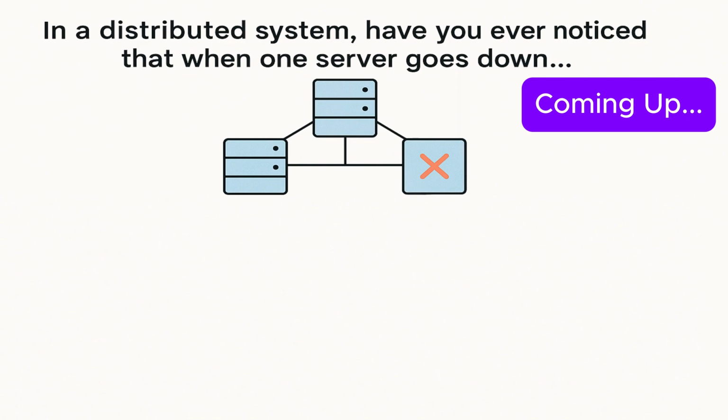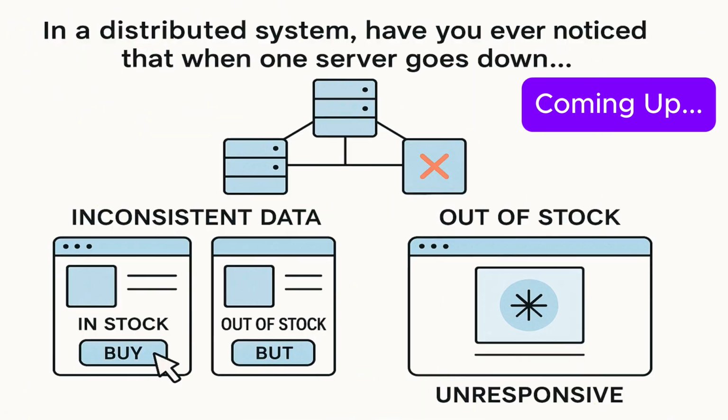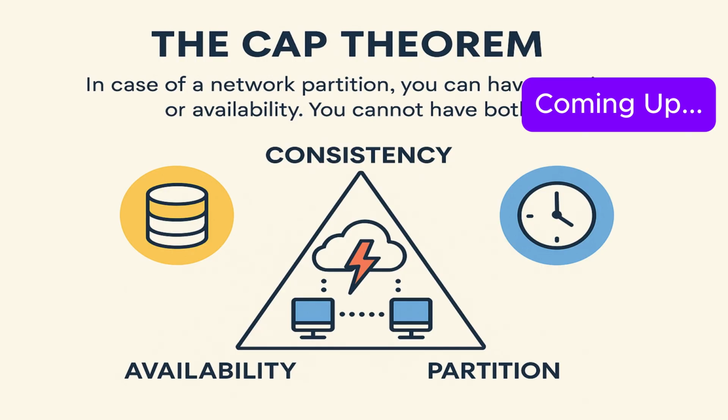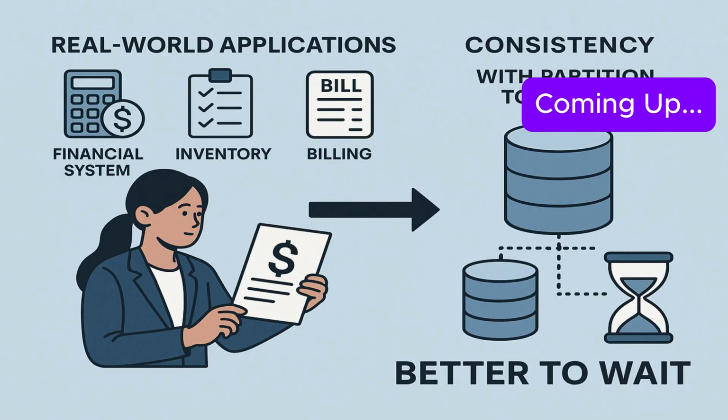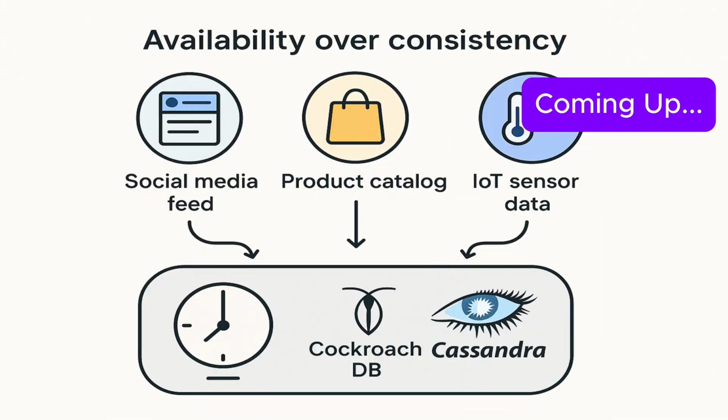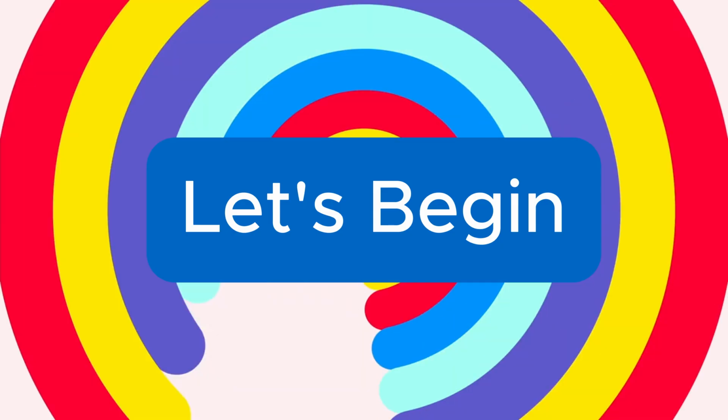In a distributed system, have you ever noticed that when one server goes down, things start acting weird? Why does one application keep running smoothly with slightly outdated information, while another completely crashes when the node fails? The CAP theorem says that in case of a network partition, you can either have consistency or availability. You cannot have both. Financial, inventory, and billing systems cannot tolerate incorrect balances or transactions. If a user sees slightly outdated content, it is acceptable.